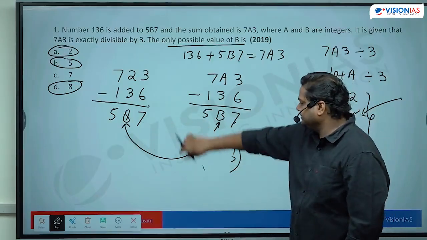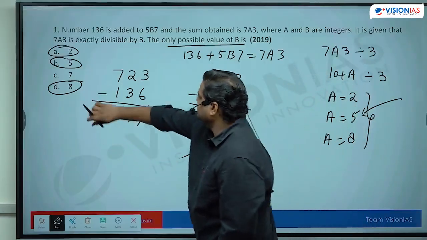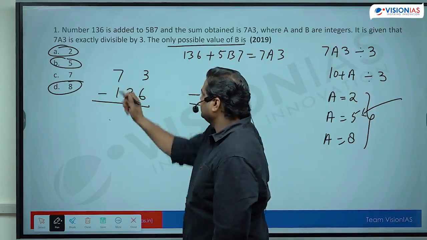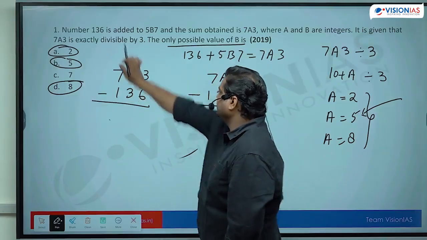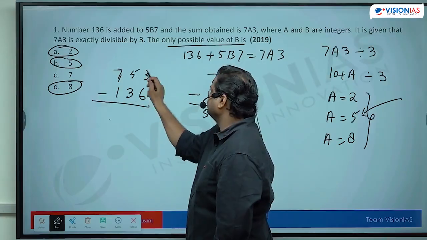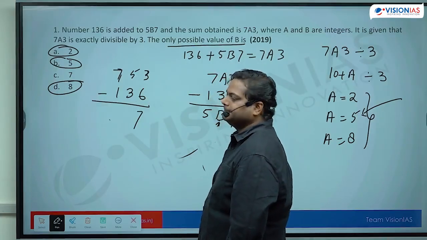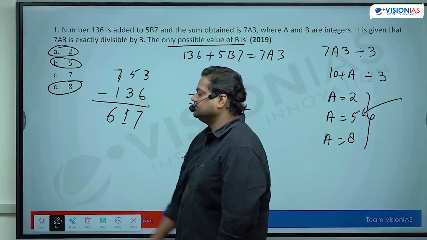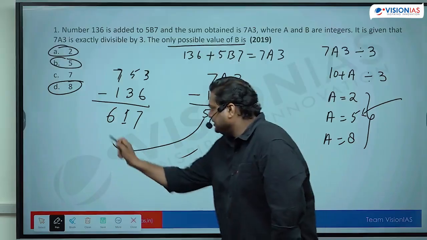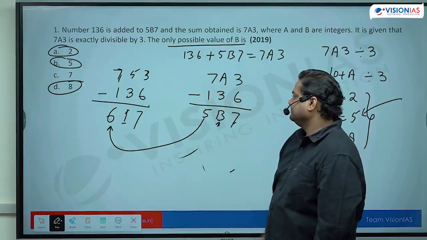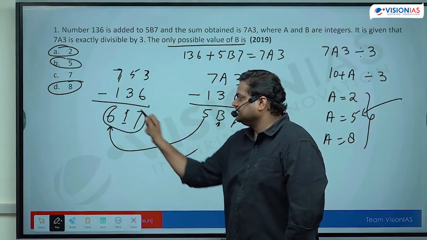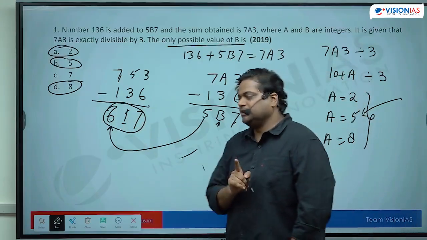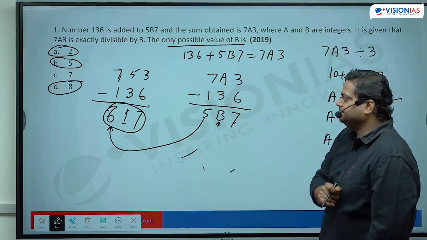If we write a की value 5, then ये कितना हो गया? 7. Here 5 के place पे we are getting 6. This is not in the form of 5b7. So b की value यहाँ पे नहीं आ रही है. Only one possible value we are getting, that is b की value 8 पे. ठीक है?